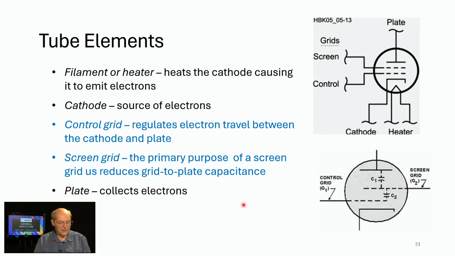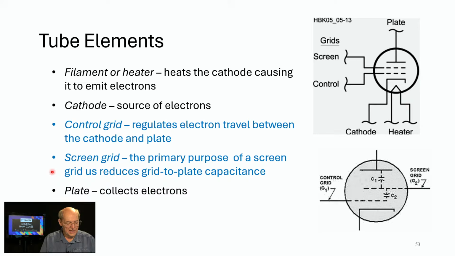The screen grid: now remember when we were talking about capacitors last week? Capacitors in series decrease the total value of the capacitance. All right, here's an application. The primary purpose of a screen grid is to reduce grid to plate capacitance. So consider a little capacitor here between the control grid and the plate. Well, we've got a kind of parasitic capacitance between the control grid and the screen grid, and between the screen grid and the plate. So we've reduced the amount of capacitance between the grid and the plate.